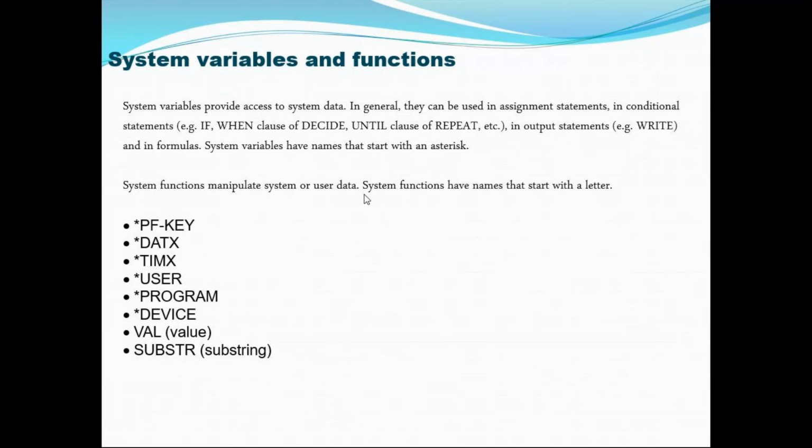The same type of concept is there in Natural also. We have different types of system variables, and each system variable represents different values. Like in COBOL we have LOW-VALUE and HIGH-VALUE to get the low value or high value. Like that, we have different things. So there is something called system variables and functions.